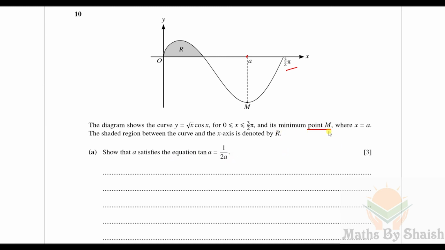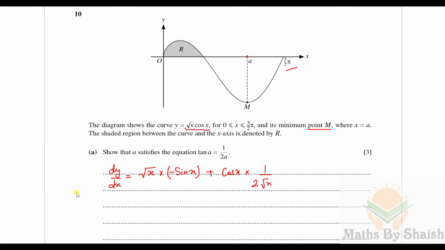Since we know that M is the minimum point, for a minimum or maximum point we require dy/dx, and we will make it equal to 0 to get the value where it is minimum. So dy/dx for this, and since it is a product of two functions, we'll use the product rule. The first function is cos x with the root x, the second function's differentiation is going to be minus sin x, plus first function as it is, second function as it is, differentiation of the second function, that is going to be 1 upon 2 root x.